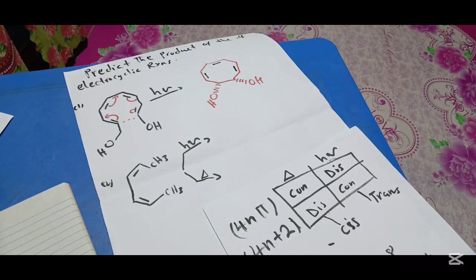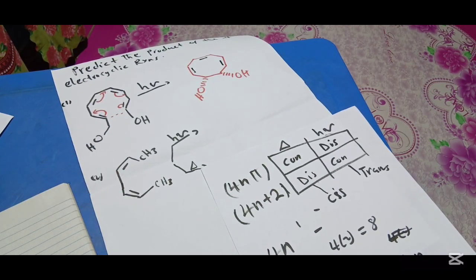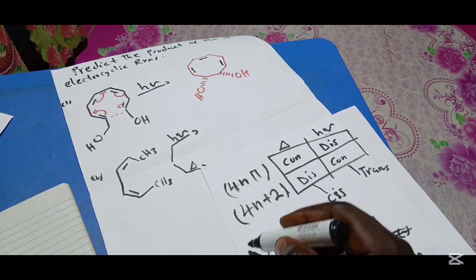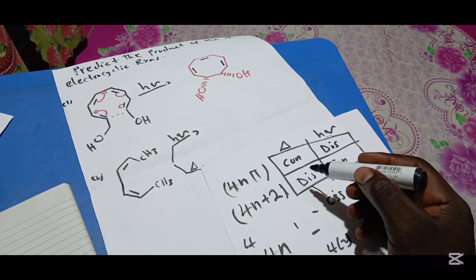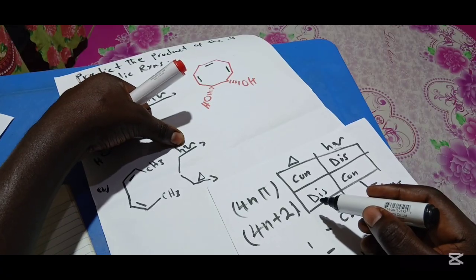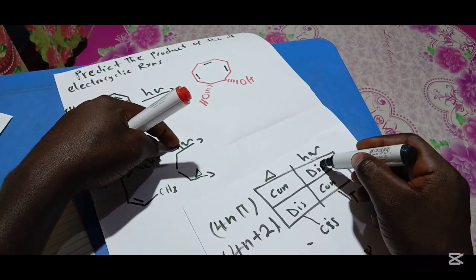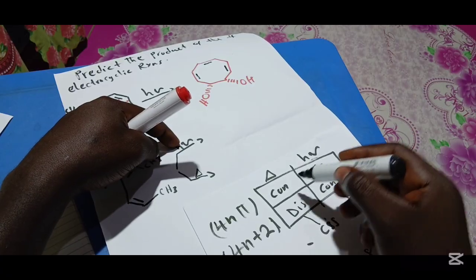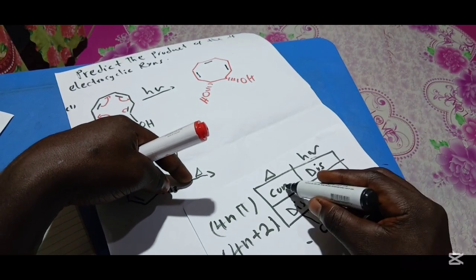What electron system do we have here? We have 2 bonds, which means a 4 electron system, right? Which means n is 1, 4 is a multiple of 4, right? And the reaction is under photochemical condition and then thermal condition. So we know under photochemical condition, we are going to form the disrotatory, which is a cis product, and for thermal condition, we are going to form the conrotatory system, which is the trans system.